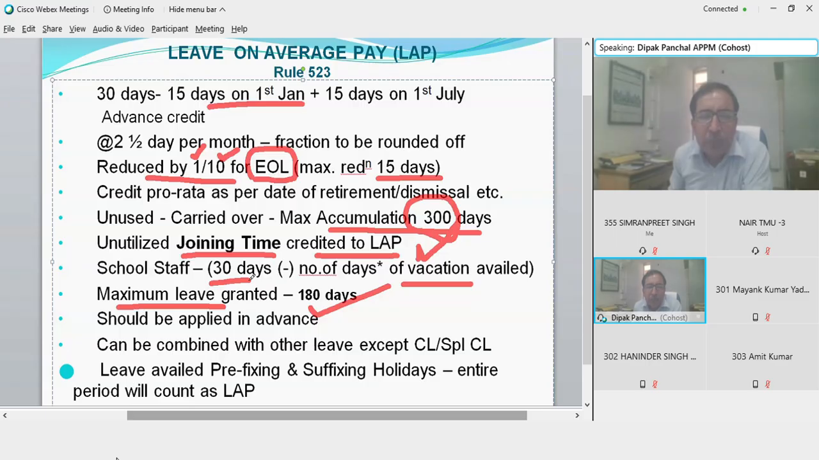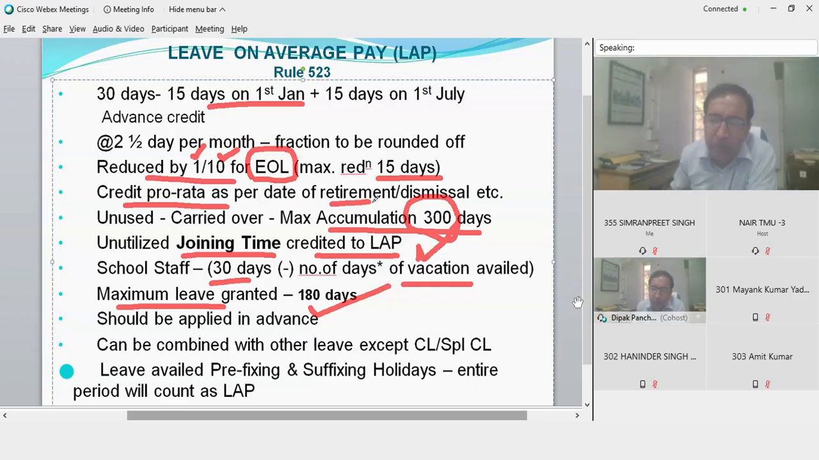Here the credit is pro rata. Pro rata means if an employee is retiring in between, I mean before the 30th of June or 31st of December, and since the credit is given in advance, the pro rata LAP is deducted. For example, if an employee is retiring on 28th of February, then he is entitled to only 2.5 plus 2.5, that is 5 days of LAP.